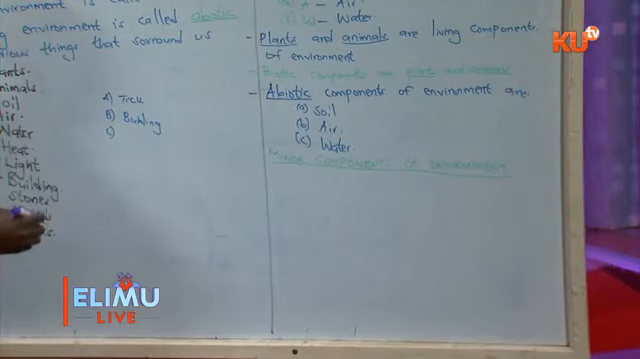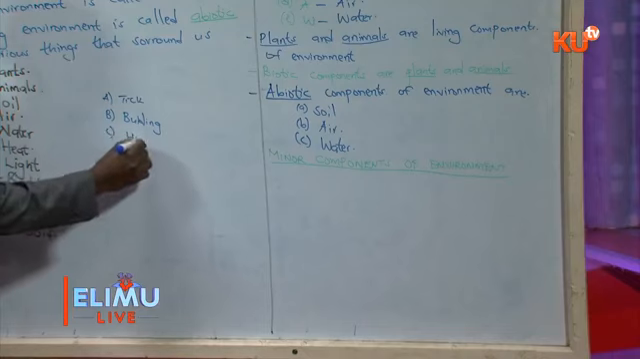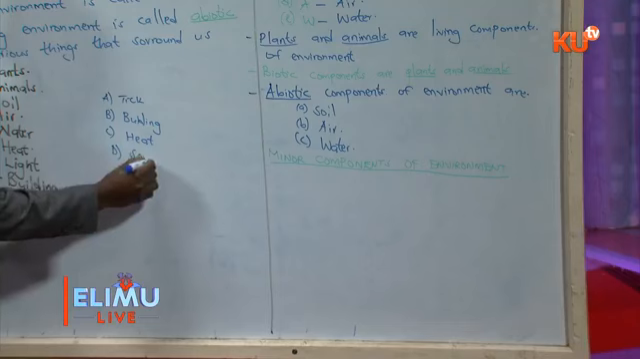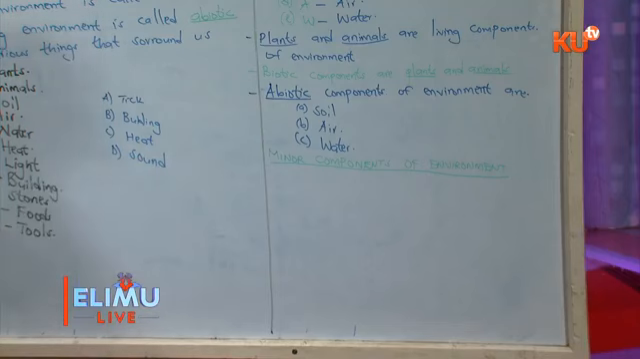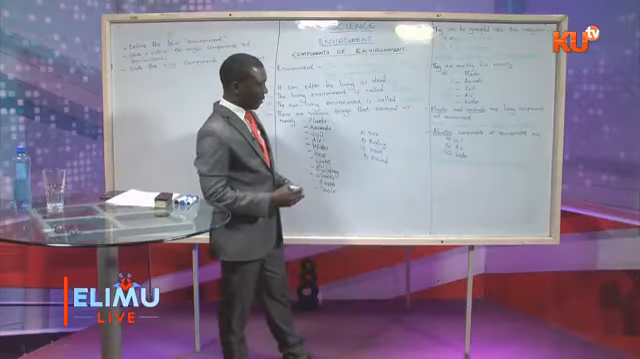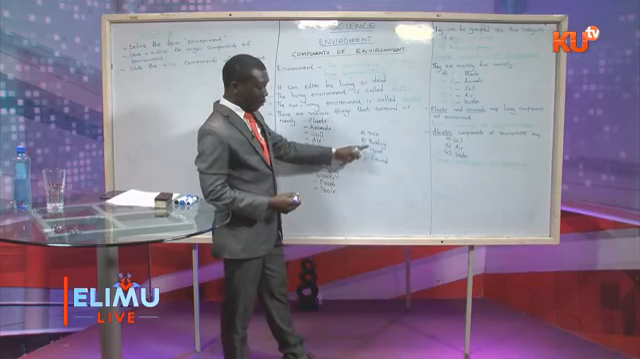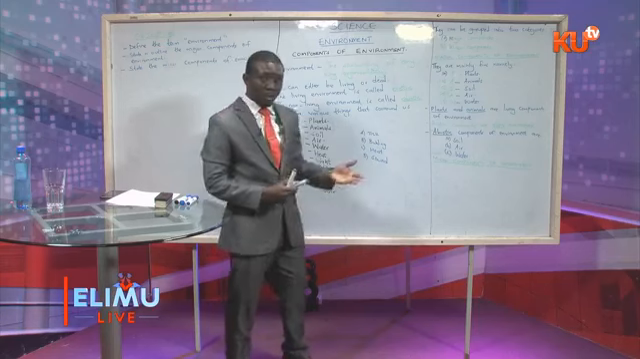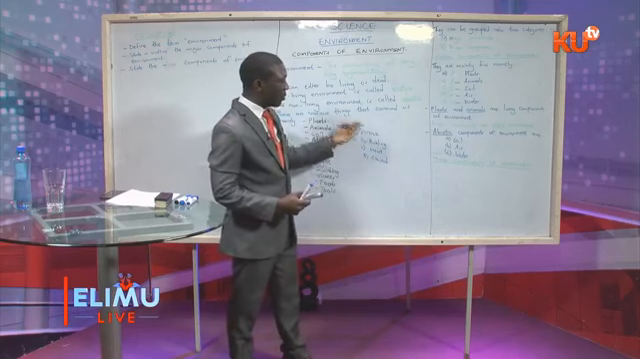Choice C, they can place there something like heat. And then choice D, they place there something like sound. Which one is a major component of environment? Tick, building, heat, sound. I think they are testing you if you can recall what you learned.